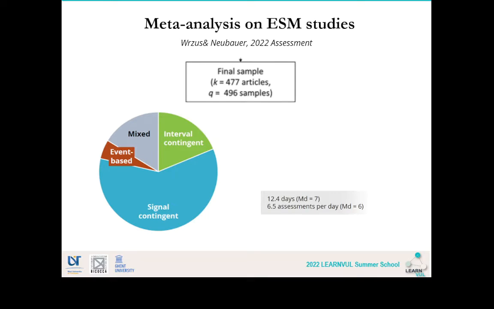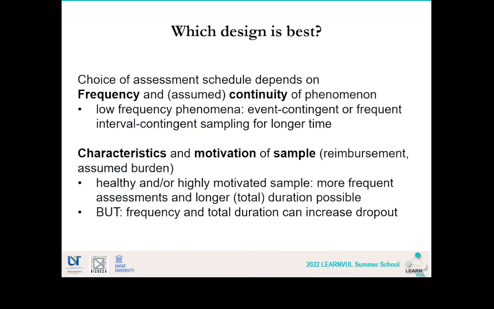But so far, signal contingent is the most common, and usually the average is 6.5 assessments per day. The length of the study is on average 12.4 days. So this gives you a bit of information on what is out there. I said that before, but the frequency and the continuity of the phenomenon matter. Depending on what kind of phenomenon we're studying, you're going to choose a different design.